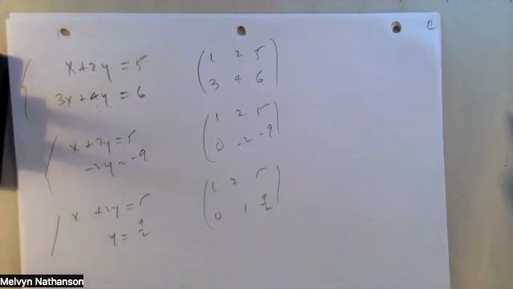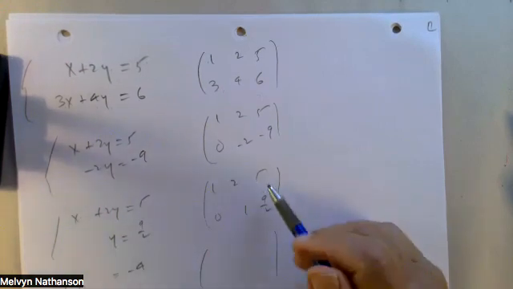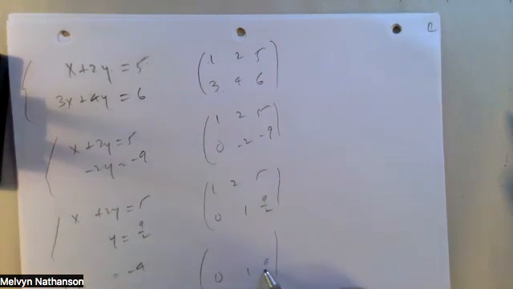Then I could leave the second equation fixed, but take the first equation minus twice the second. So x minus 0 is x. 2y minus 2y is 0. 5 minus 2 times this is 5 minus 9, which is minus 4. Equivalently, I take my matrix, leave the second row alone, and add minus 2 times the second row to the first row. I get 1, 0, minus 4.